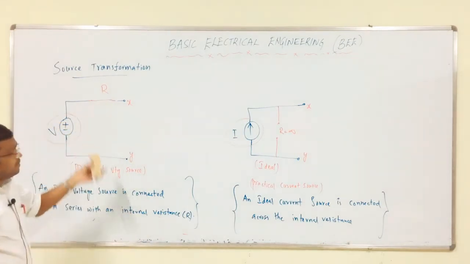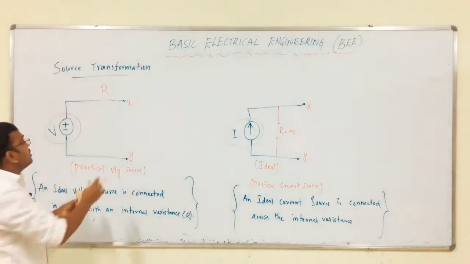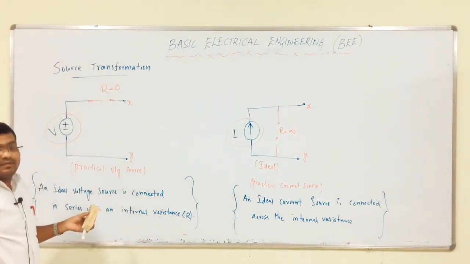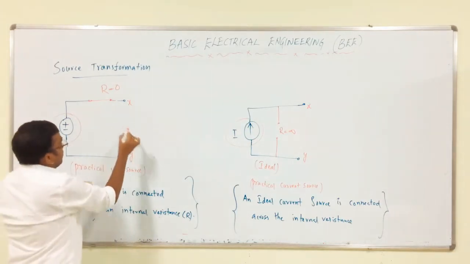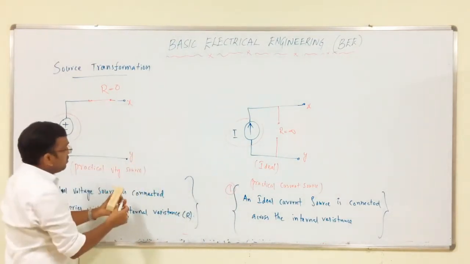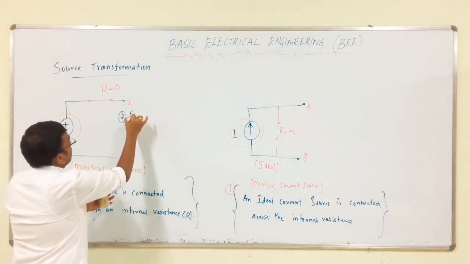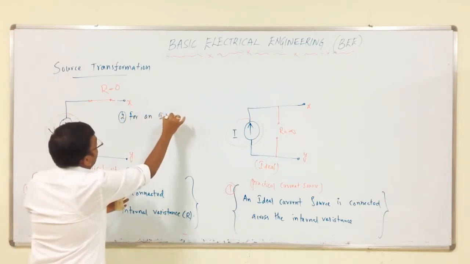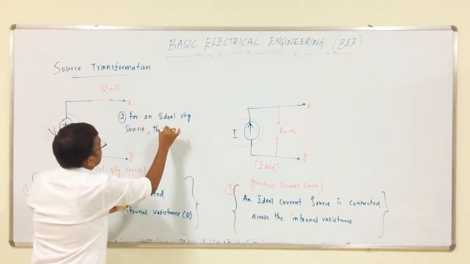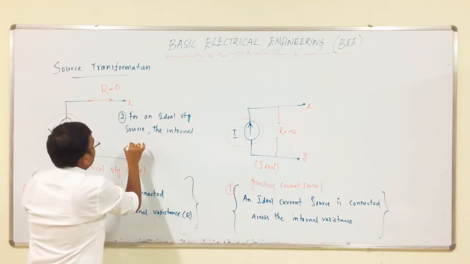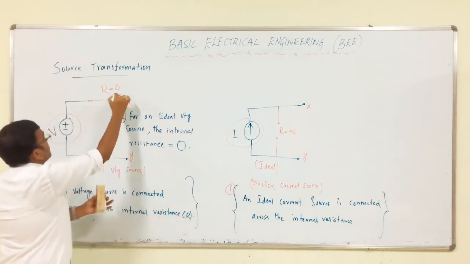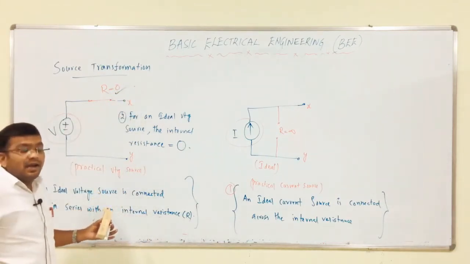If it is ideal voltage source, no? Looks like ideal voltage, means short, which is equal to 0. This is the first point. Second point is what? For an ideal voltage source, the internal resistance is equal to 0, then only it should be ideal voltage source.